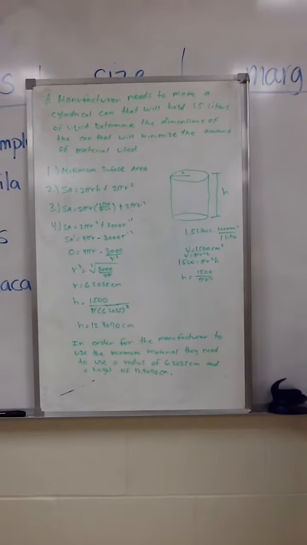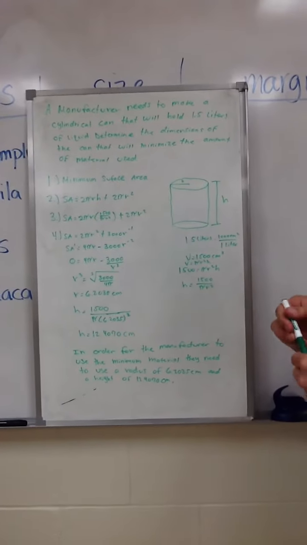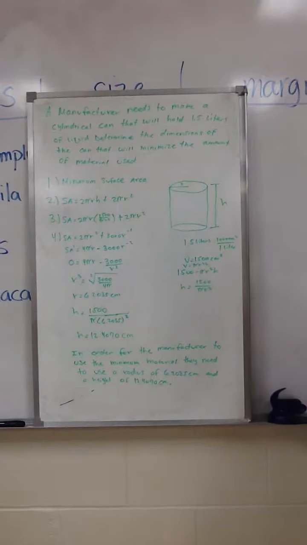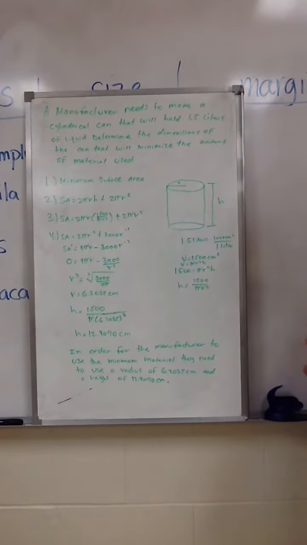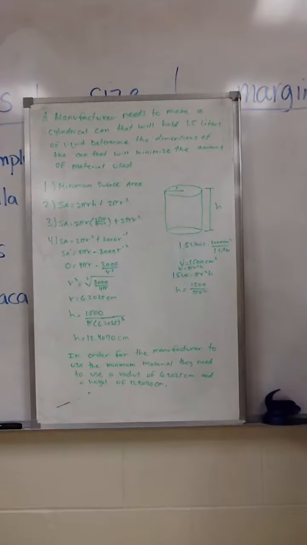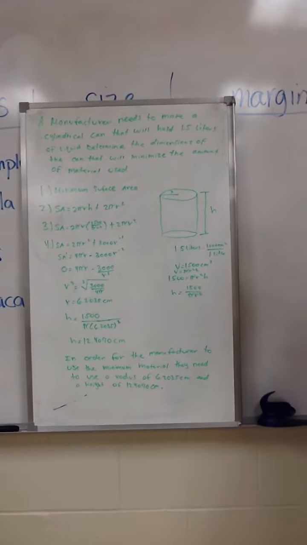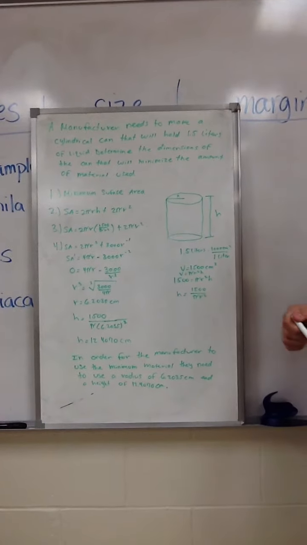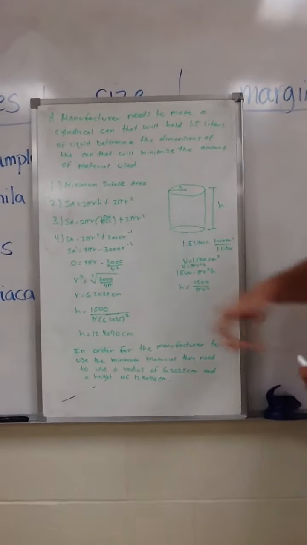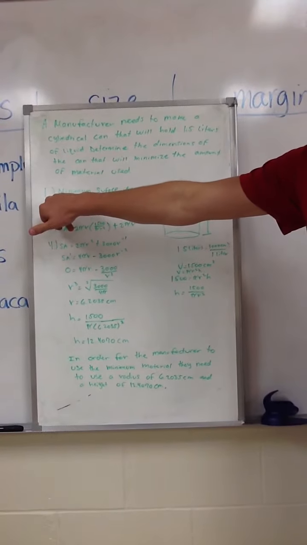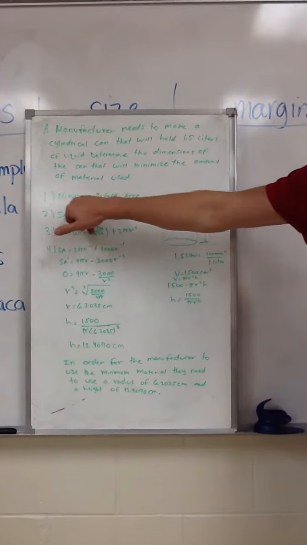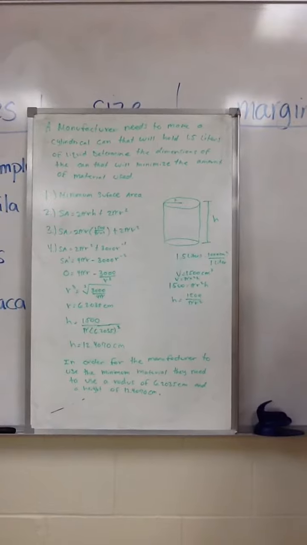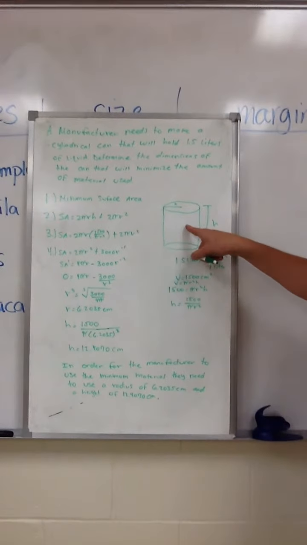Okay, so for this question, we have a manufacturer that needs to make a cylindrical can that will hold 1.5 liters of liquid. Determine the dimensions of the can that will minimize the amount of material used. So first we minimize, so we're trying to find the first part of the question, which is the minimum surface area. So in order to do that, we draw our sketch.